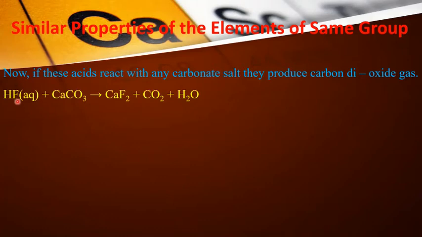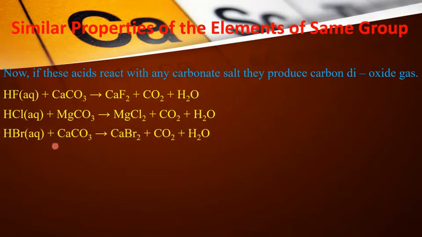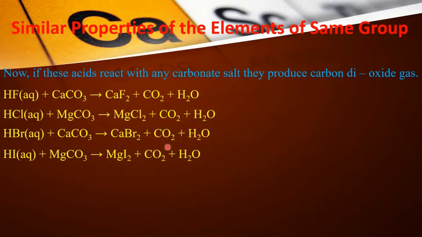Look here, hydrofluoric acid produces carbon dioxide gas with calcium carbonate. When hydrofluoric acid reacts with calcium carbonate, it produces calcium fluoride, carbon dioxide gas and water. In the same way, when hydrochloric acid reacts with any carbonate compound, it may be calcium carbonate or magnesium carbonate or sodium carbonate, it also produces carbon dioxide gas. It produces magnesium chloride, carbon dioxide and water. In the same way, hydrobromic acid and hydroiodic acid also produce carbon dioxide gas with carbonate compounds.